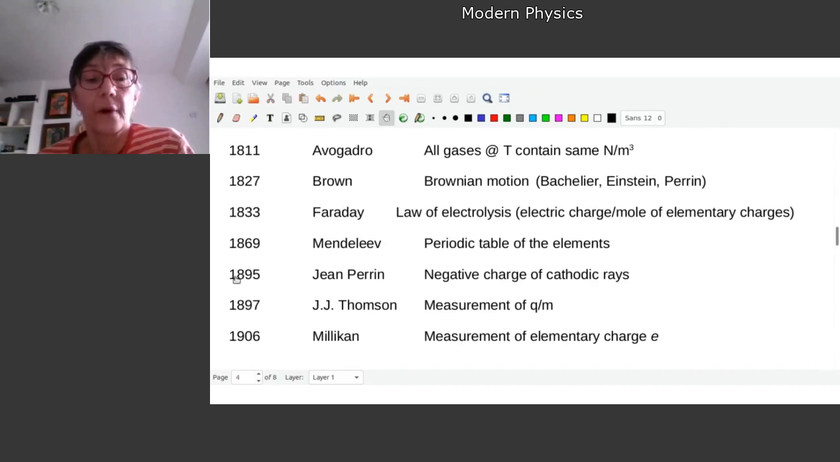Here we have, at the end of the 19th century, he showed that the charge of cathodic rays was negative. So he could show that. I will explain now what a cathode ray is, and he measured the sign of this charge. It was negative. So the cathode ray is something scientists at the time were very interested in, and actually it's an electron beam. It's a beam of electrons, and so we showed it was negative.